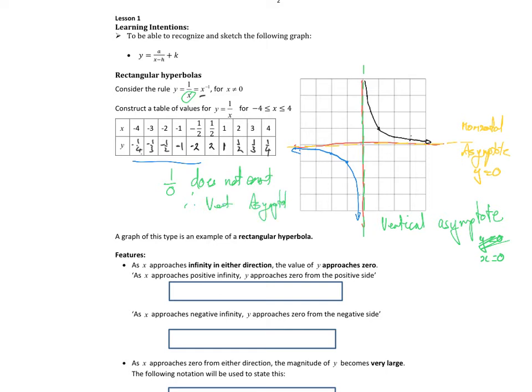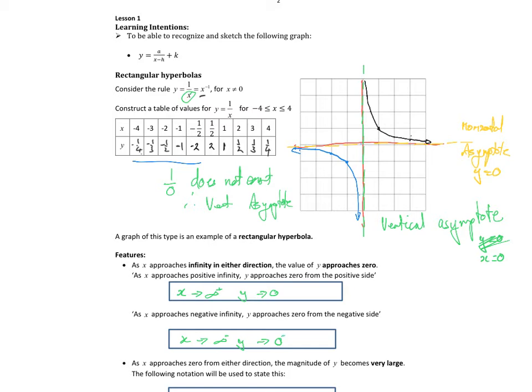So wherever my denominator is 0, that's when I'll have an asymptote. All right. So more formally, as x approaches infinity in either direction, the value of y approaches 0. In other words, as x approaches positive infinity, y approaches 0. Similarly, as x approaches infinity, but negative, y also approaches 0.